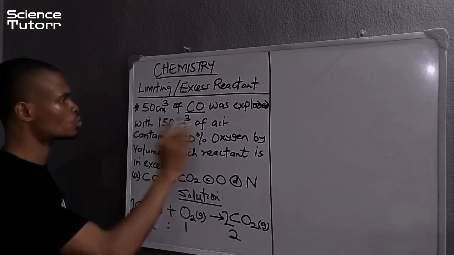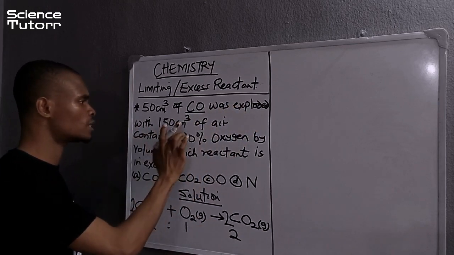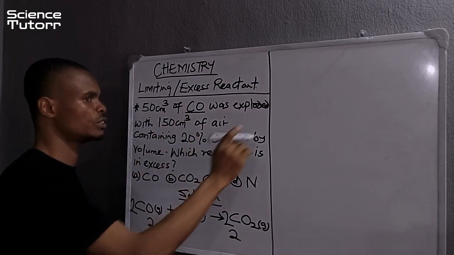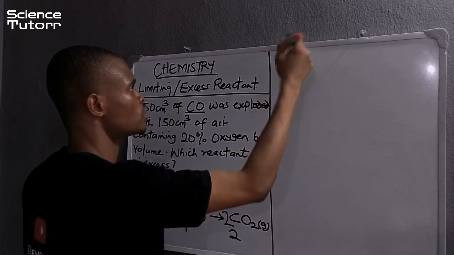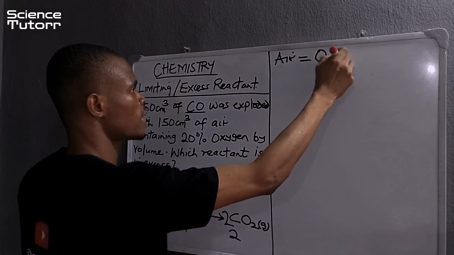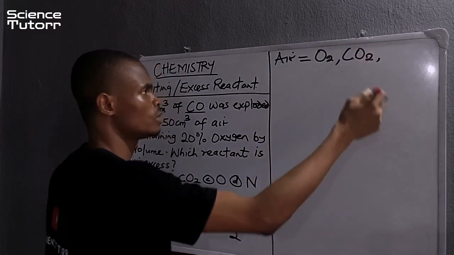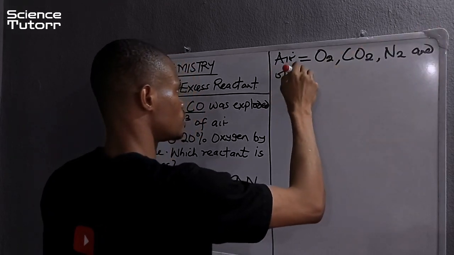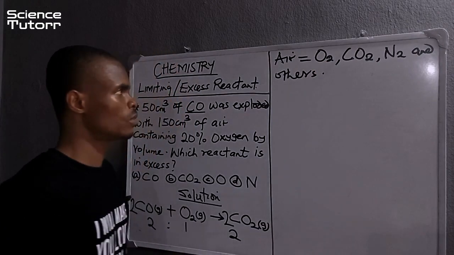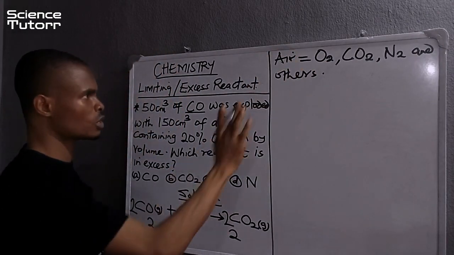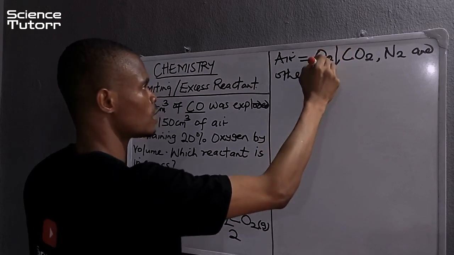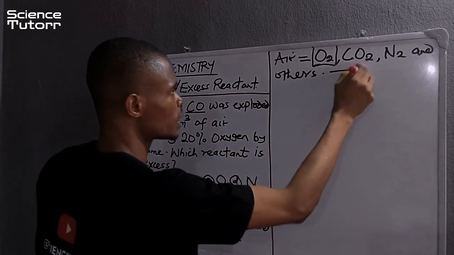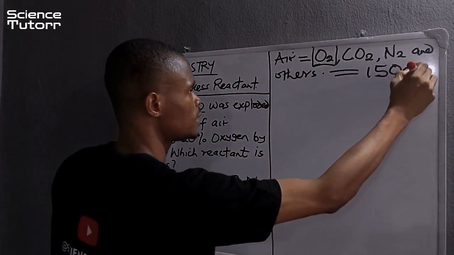Now, from the question, we were told that it was exploded with 150 cm³ of air containing 20% oxygen. Don't forget, air is a mixture of gases. We have oxygen gas, CO2, nitrogen gas, and other gases such as the rare gases and the rest of it. So that's a constituent of air. But our sole focus is on oxygen gas. All of these put together give us 150 cm³.